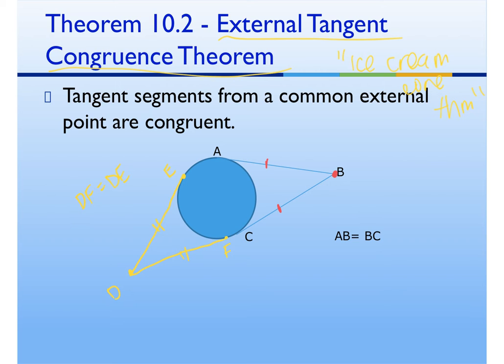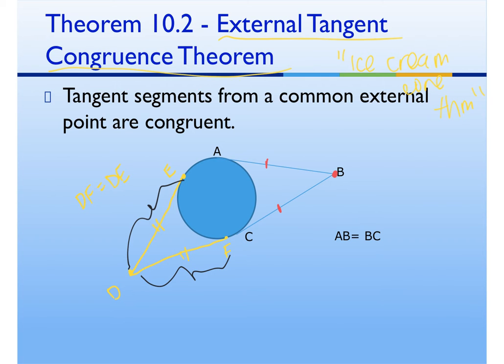Okay, any questions on either of those two theorems? So, a tangent to our circle makes what kind of angle with the radius? The first one. And the two sides of the ice cream cone are the same length, right? So this segment is the same as this side of the ice cream cone. Cool beans?